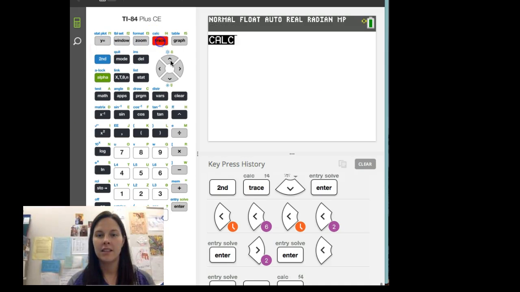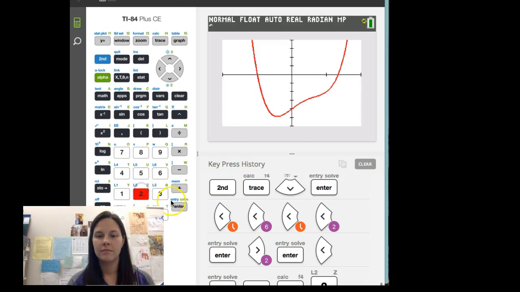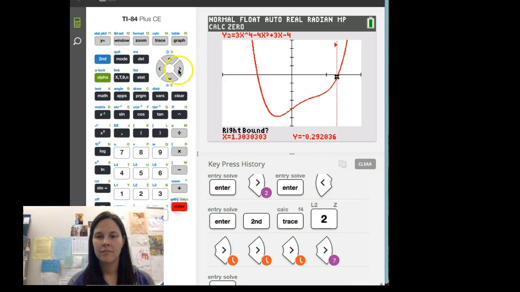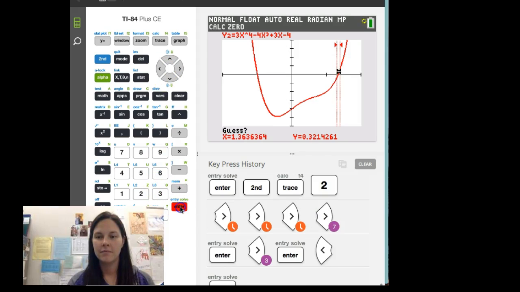All right, let's calculate that other 0. This time, because of where the 0 is, the left bound, our y value needs to be negative. Our right bound, the y value needs to be positive. And this time we got a 0 of 1 1/3.